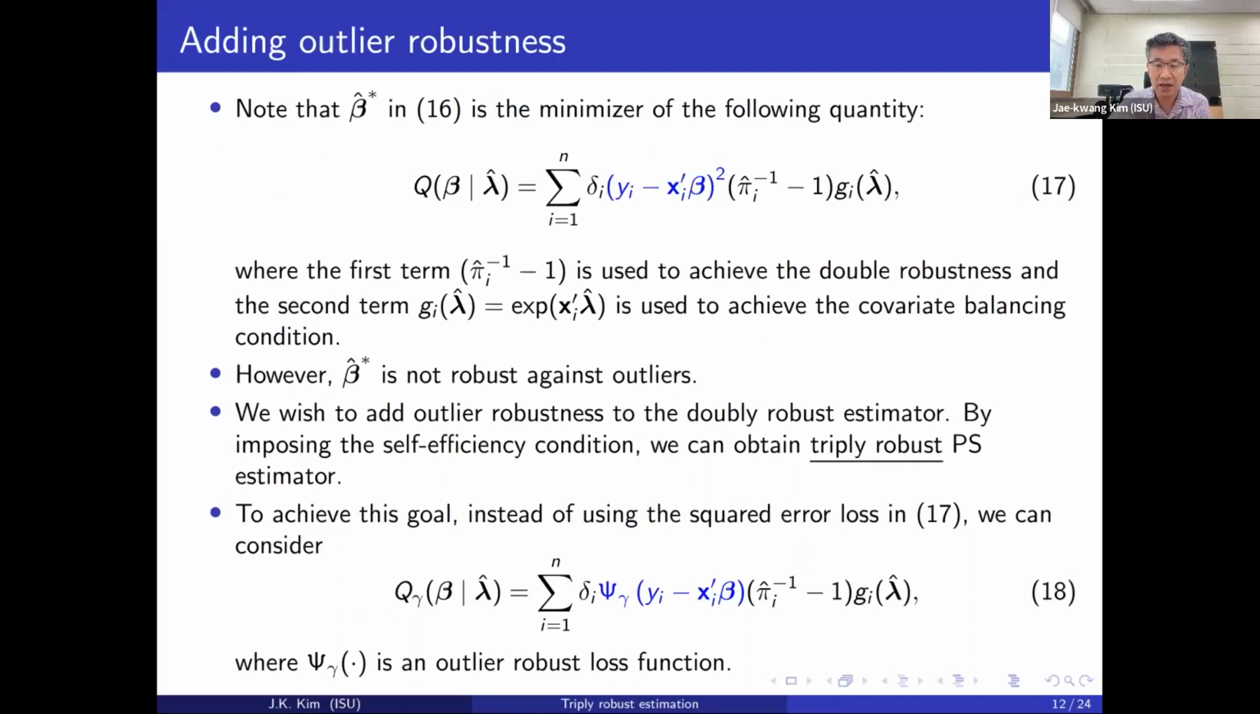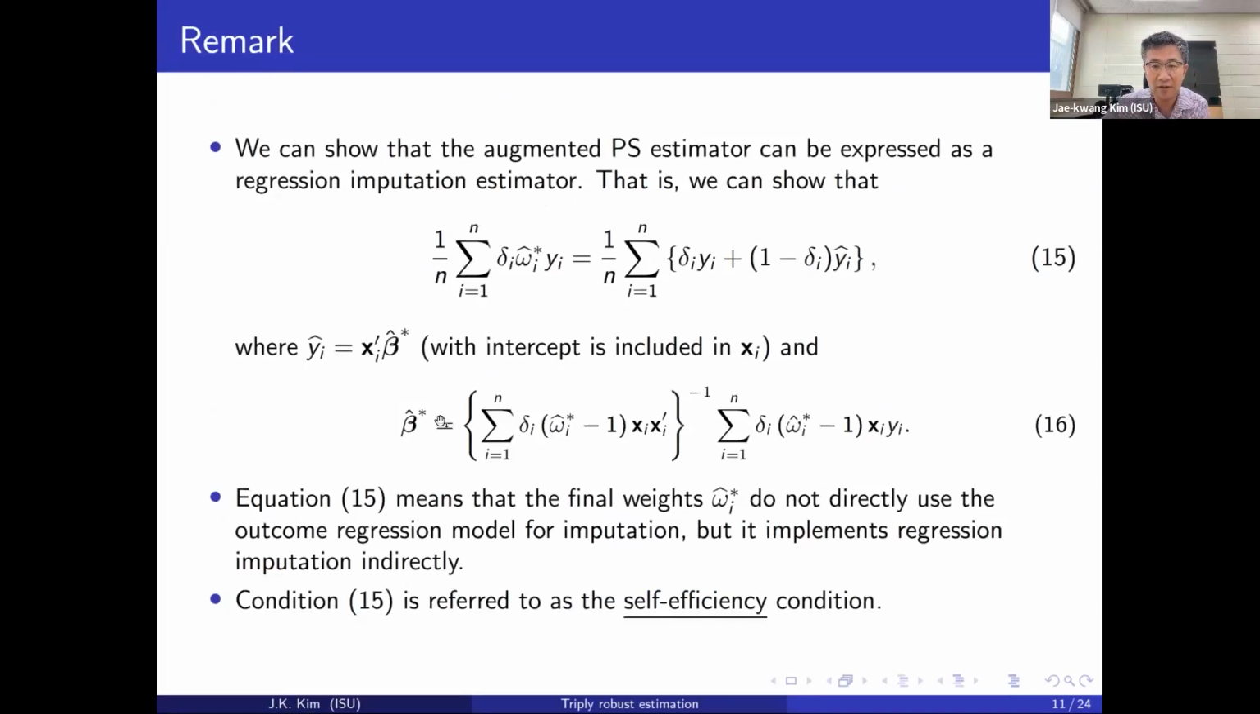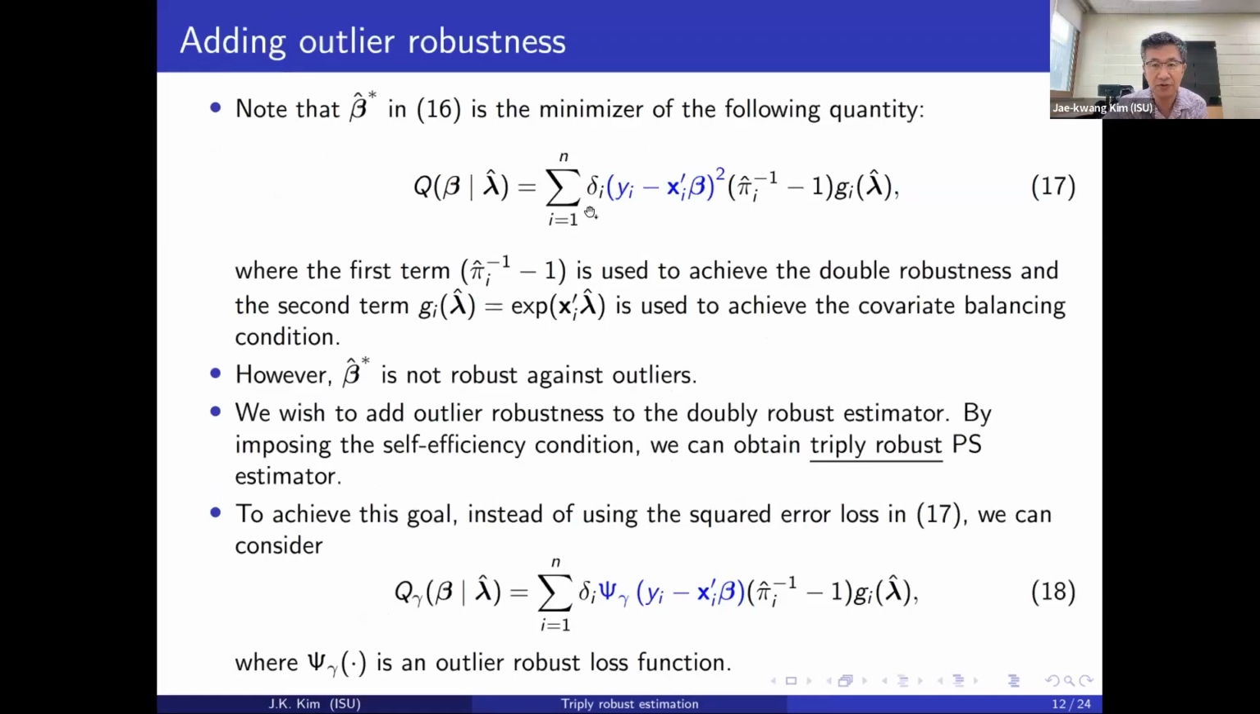So basically, if you look at this carefully, this turns out to be a minimizer of this function. It is a least square method, but you have a weighted least square. And the weight has two factors, because you want to do double protection. The first part is developed from the response model, where the second part is to achieve the covariate balancing, which comes from the outcome regression model. So basically, this is your objective function to find beta hat.